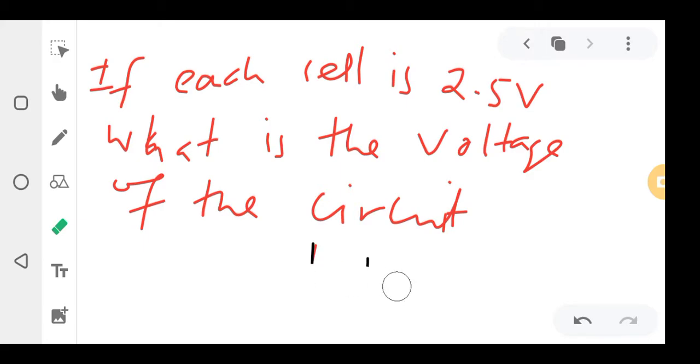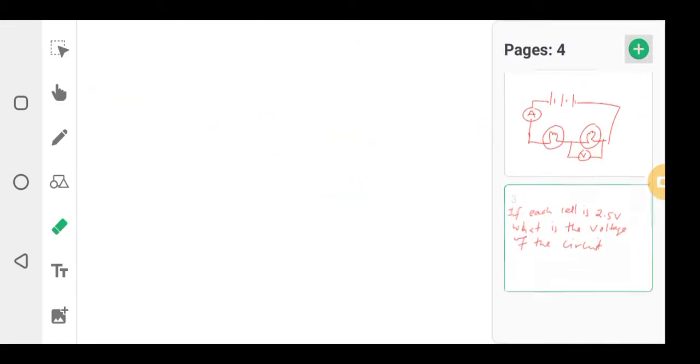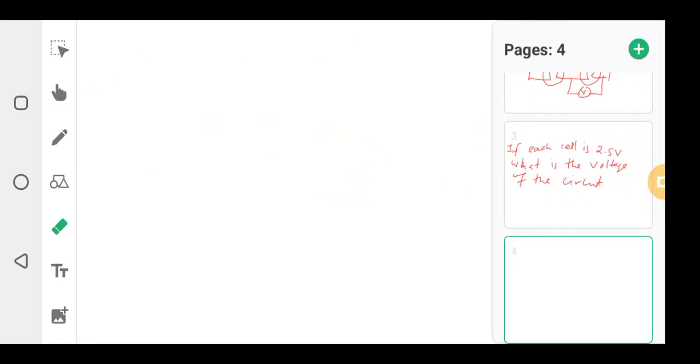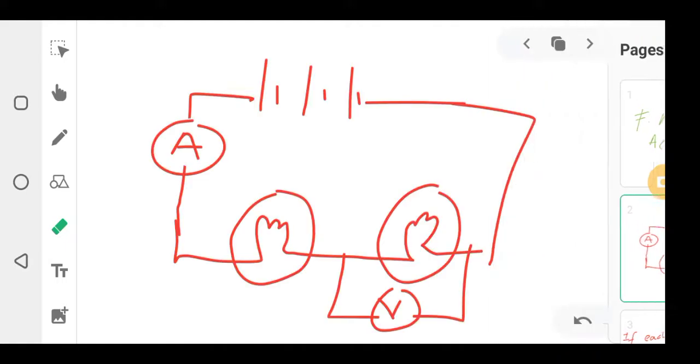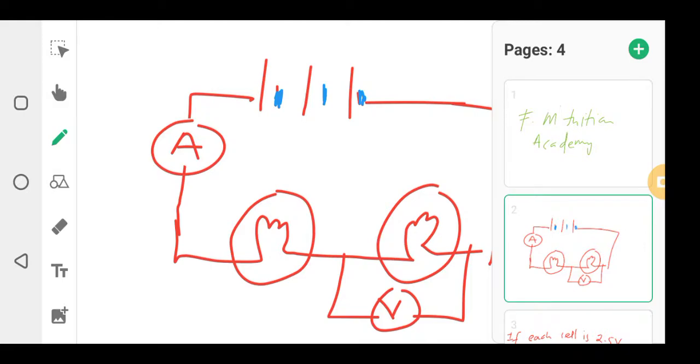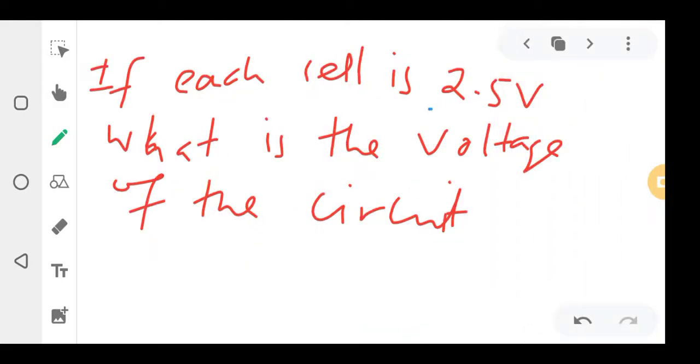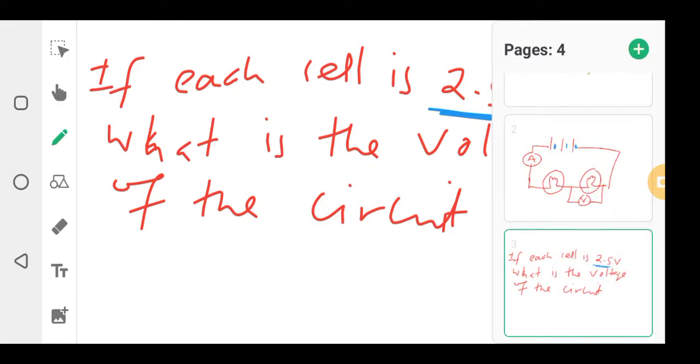So the first thing that you do, guys, you ask yourself how many cells are in the circuit. I taught you how to find the number of cells in the circuit. So 1, 2, you count the smaller lines, 3. So there are 3 cells. Each cell is 2.5, but there are 3. So what is the total voltage that we have?